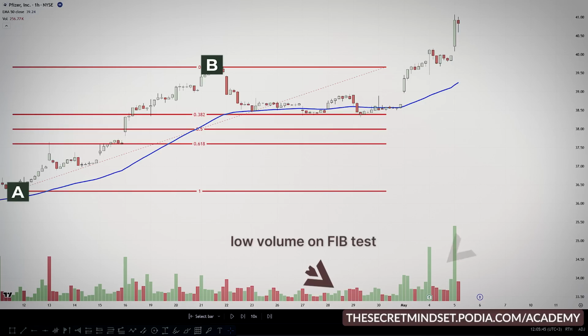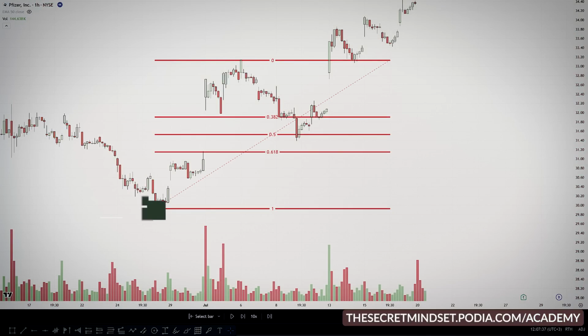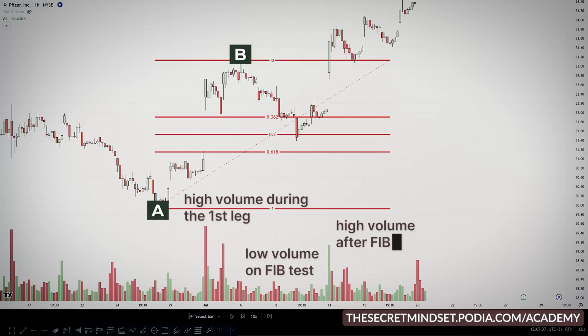So watch what happens after price bounces off the Fibonacci level. If you see a big jump in volume, that's a very good sign. It means a lot of people are suddenly interested in buying. This high volume after a bounce is like a green light. It shows that the Fibonacci level worked as support, and now more people are jumping in. It's a sign that the upward move might continue.